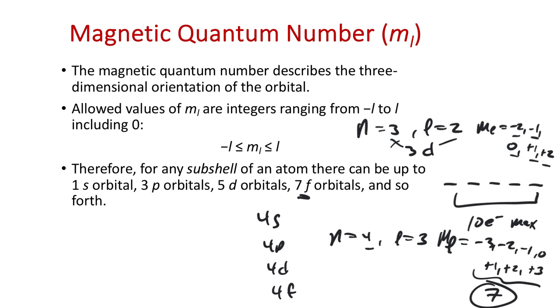For any subshell of an atom, there can be up to 1 s orbital, and 3 p orbitals. So if we look at the number of orbitals that are possible, there would be 1 for the 4s, 3 for the 4p, 5 for the 4d, and 7 for the 4f, just coming from the range of the M sub L values for the L equals 0, 1, 2, and 3 combinations.